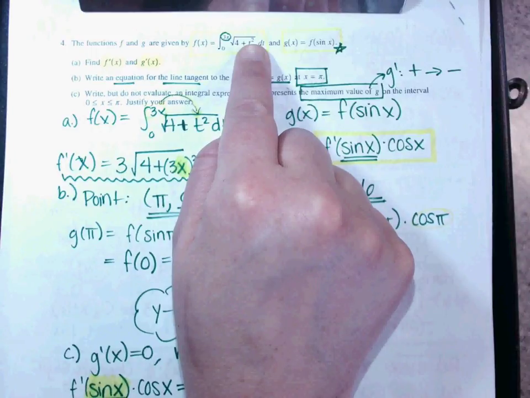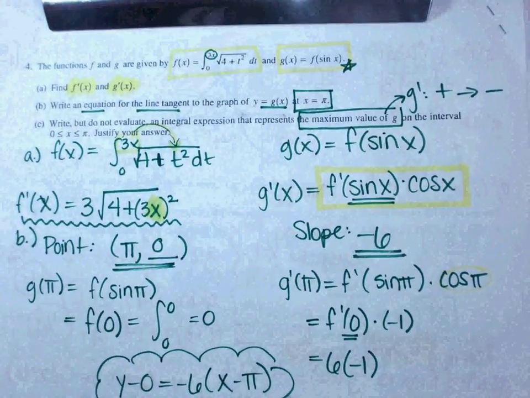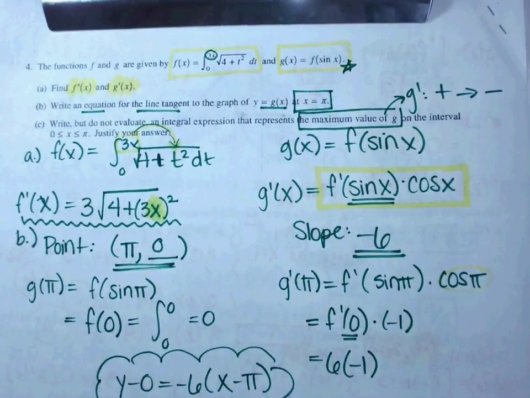You plug it into the g because it said the maximum value of g, correct. If it had said the max value of f, then you would have let f prime equal 0 and find where that happens. But since it said the max of g, you take g prime equal to 0, and then look for your sign change.